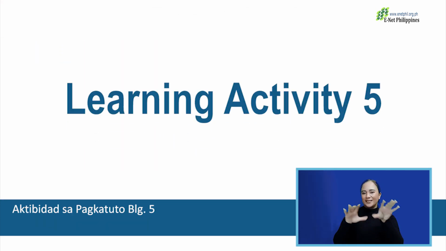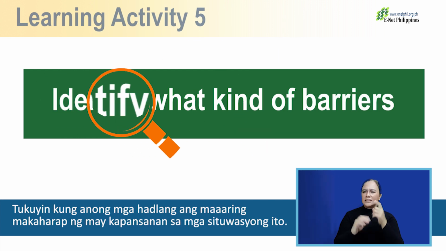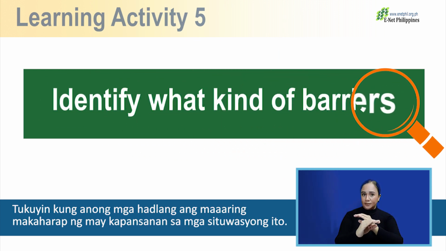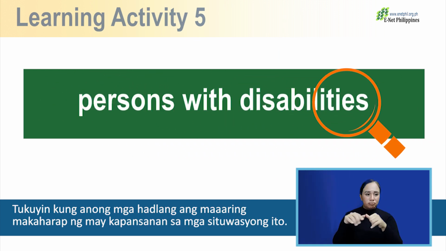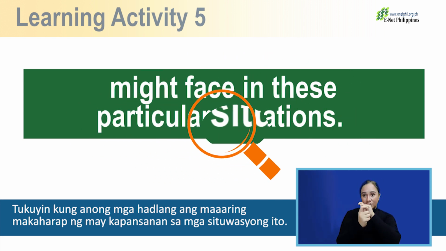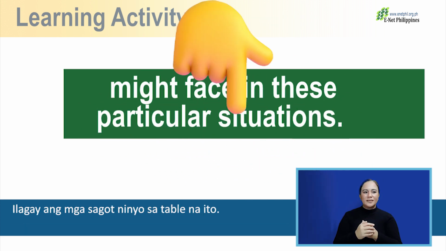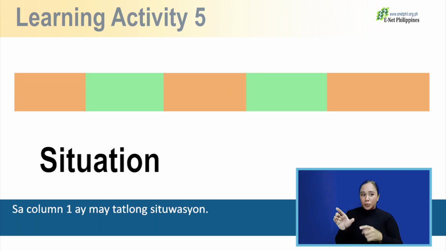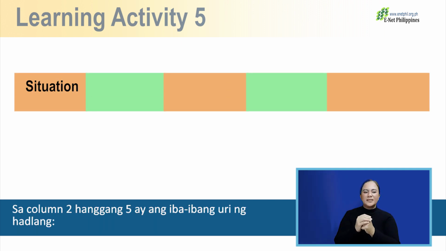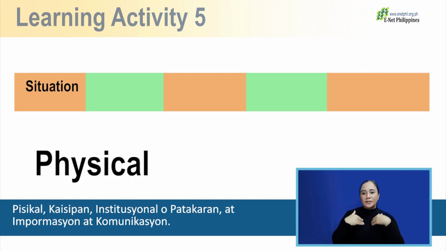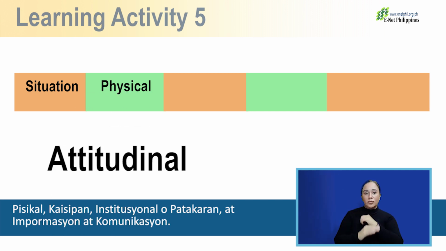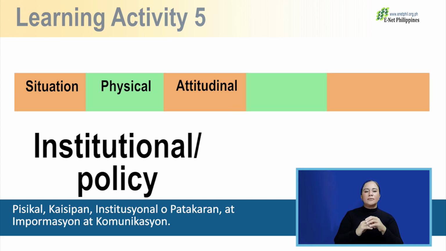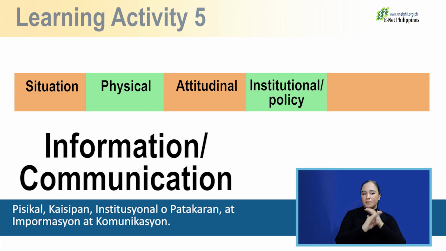Learning activity number 5. Identify what kind of barriers persons with disabilities might face in these particular situations. Please supply your answer in this table. The first column contains the 3 situations. Columns 2 to 5 contain each of the following: physical barriers, attitudinal barriers, institutional or policy barriers, and information and communications barriers.